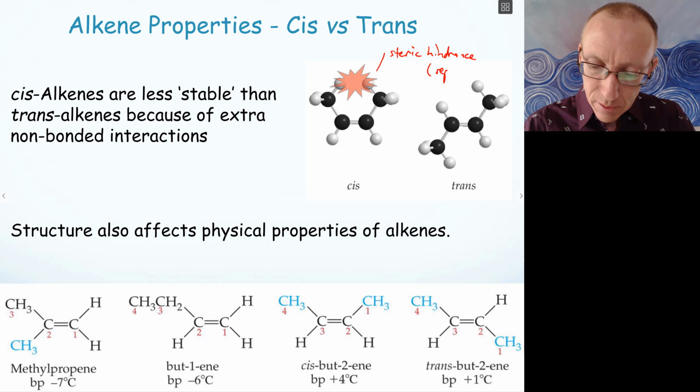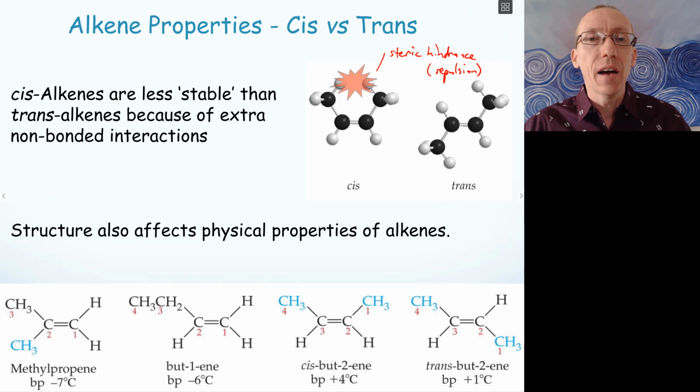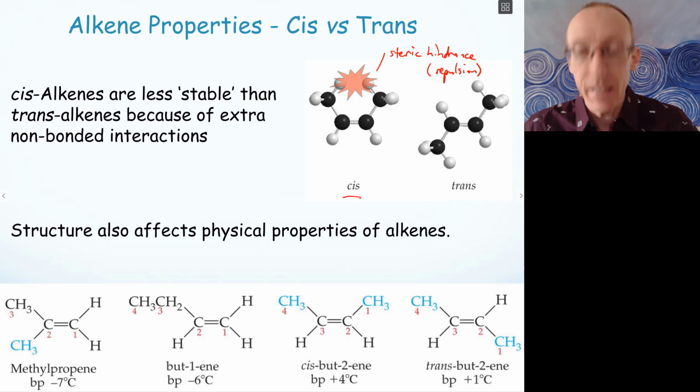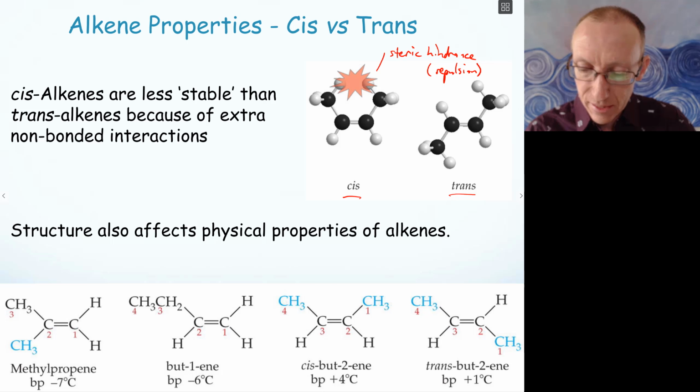or sometimes repulsion. And it's where 2 groups just don't want to occupy the same space because of their electron clouds. And so cis alkenes are generally less stable than trans, where trans have those large groups further away from each other.